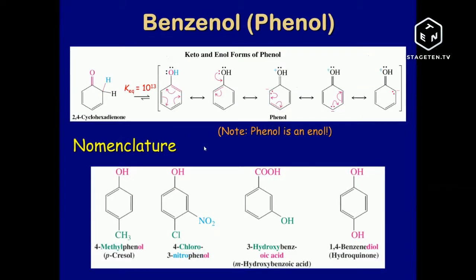Phenol. Now, today's lesson is all about phenol. So you might ask, why did we just spend the last 20 minutes speaking about benzylic groups? Because these are related. The resonance forms are related.